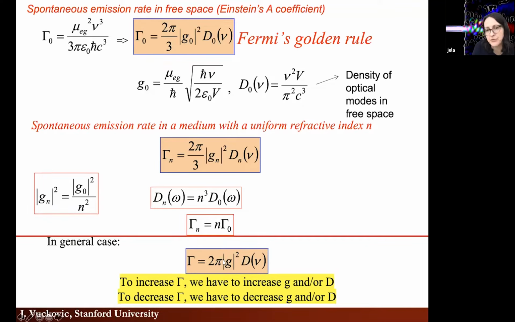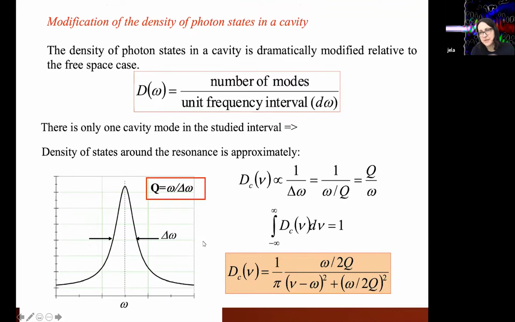So, if you have some medium where you can completely reduce the density of optical modes, minimize it, then you would also reduce the spontaneous emission rate. If you can increase it, then you would increase the spontaneous emission rate. Also, if you change g, you will be able to either increase or decrease the spontaneous emission rate. So just by looking at Fermi's golden rule, you can see that you can either increase or decrease the spontaneous emission rate and modify it dramatically relative to free space. So now, going back to cavities, are there any questions before we move to cavities?